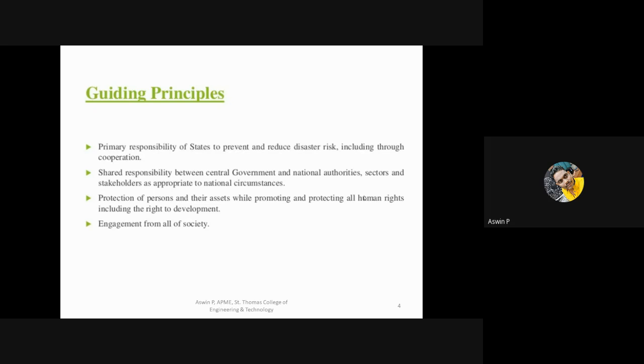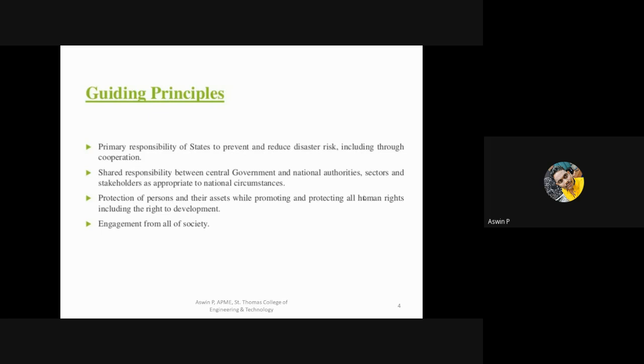And the National Disaster Management Authority should coordinate all the disaster management activities, and the central government should monitor every piece of data, everything that happens during a disaster, in consultation with the National Disaster Management Authority. There is a specific ministry, the Ministry of Home Affairs, that will take care of disaster management in India. That is the nodal ministry. So we need to share our responsibility among the central government, national authorities, sectors, and stakeholders. And everything should be monitored according to national circumstances.